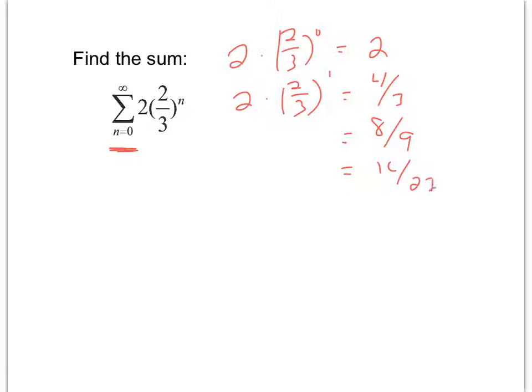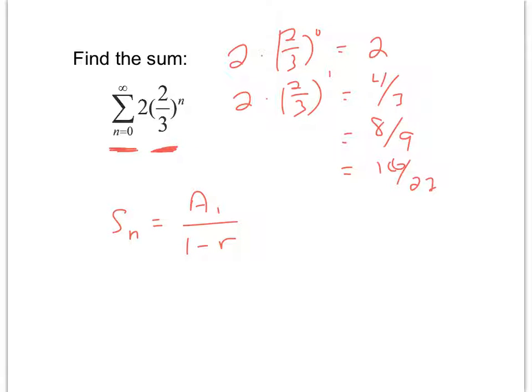We're going to do this forever. We're going to add all those fractions up to infinity. Well, let's see if they come to an actual value, and they do, because I know that my r, 2/3, is a fraction in between -1 and 1. So we're going to use our formula. S sub n of an infinite sequence is going to be a sub 1 divided by 1 minus r. In this case, our a sub 1 is 2.